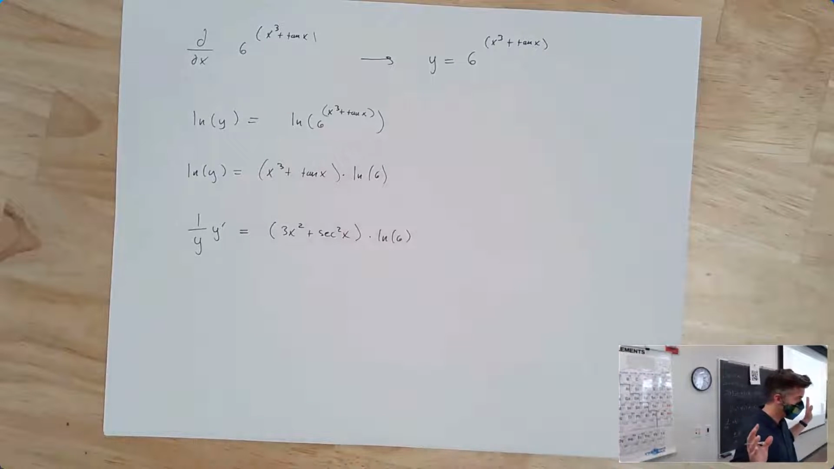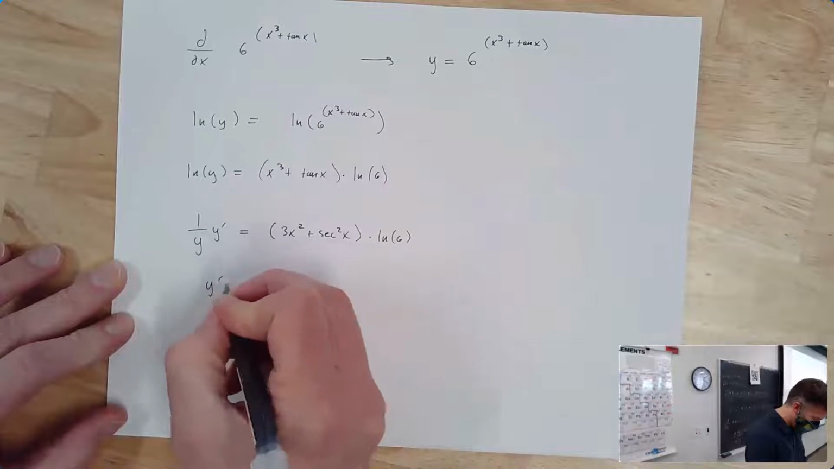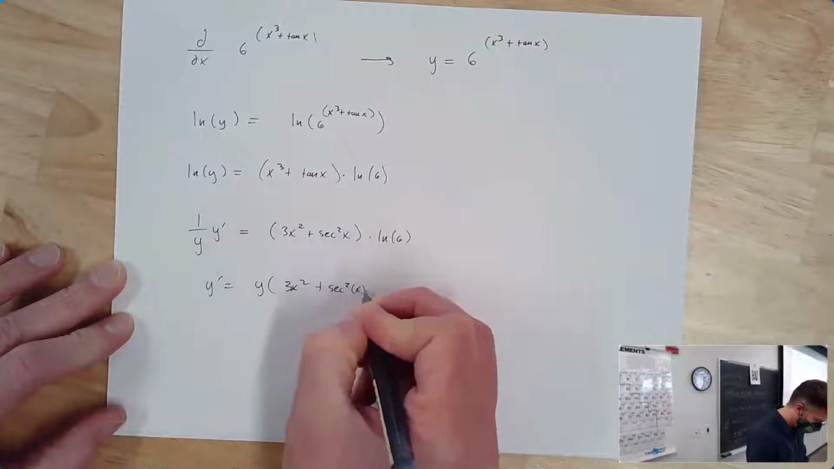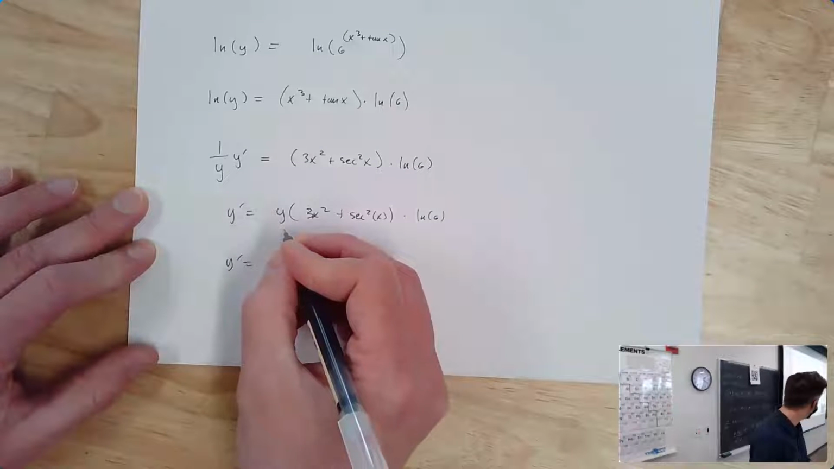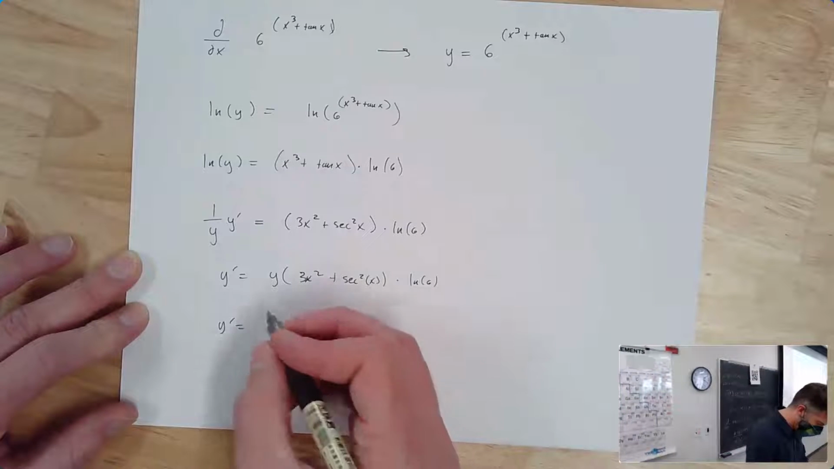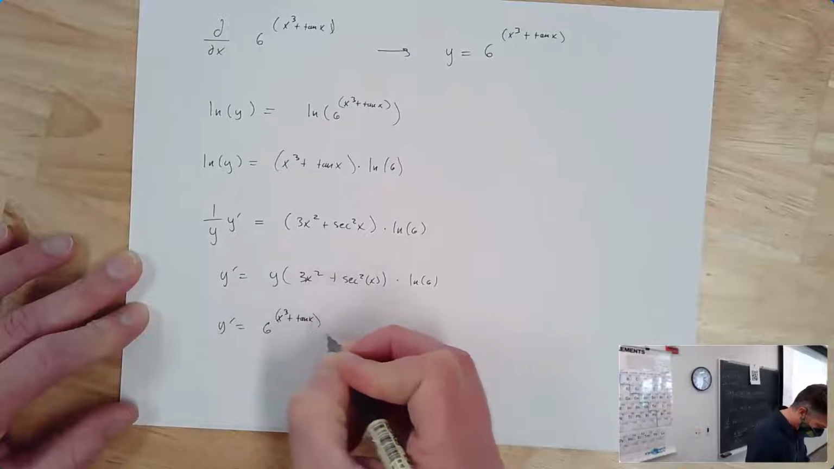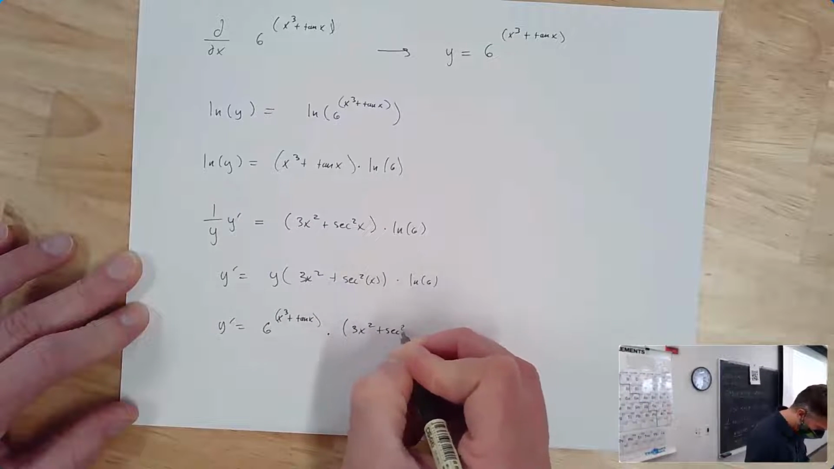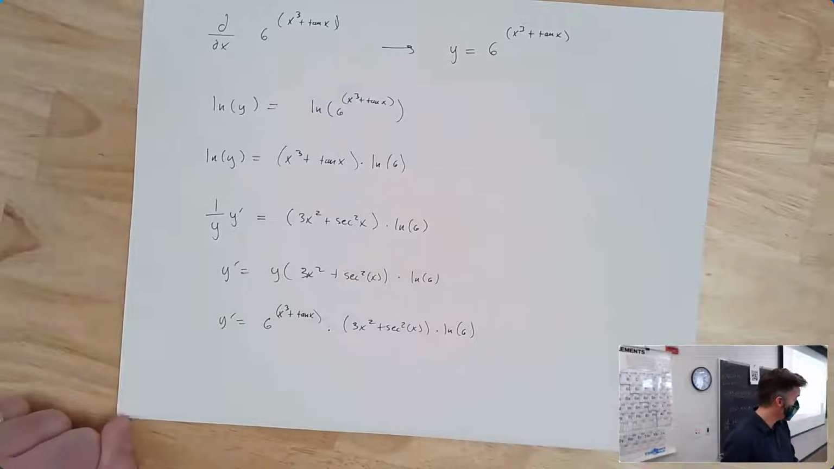That's it. And you solve for y prime the same way, you bring y over. And then you get y prime equal to the original y, which is 6 to the x cubed plus tangent of x, times 3x squared plus secant squared of x, times natural log of 6. Yeah, you can totally do it that way.